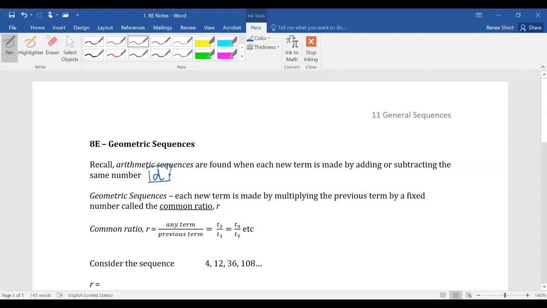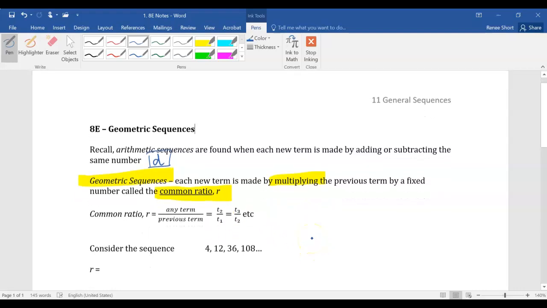A geometric sequence, you might remember I had mentioned this word before, is when each new term is made by multiplying the previous term by a fixed number, which is called the common ratio, and we give this a lowercase r. So the common ratio r is found by taking any term and dividing it by the previous term. So that will be the second term divided by the first, or the third term divided by the second. And what we want to find from that is that each time we keep getting the same number coming out, so that same r ratio.